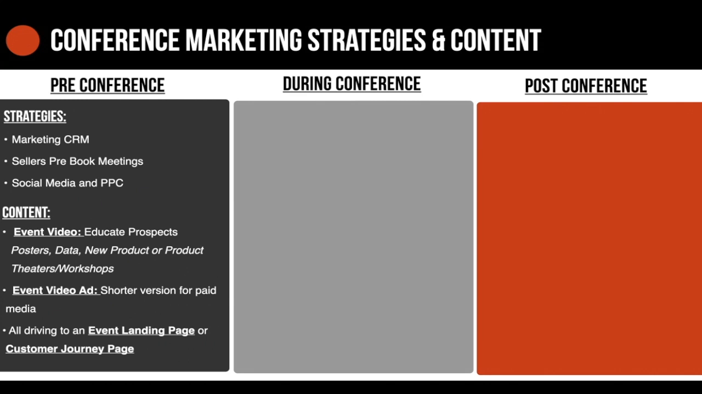I would also recommend creating a shorter event video ad. Your typical event video is going to be about 60 to 90 seconds. Maybe it's a little bit longer, and I'm going to show you an example of this in a second. But the event video is really that can be leveraged for paid media. So this is like 30 seconds, super hype video.